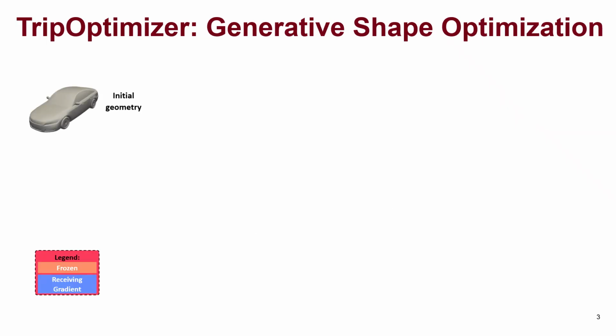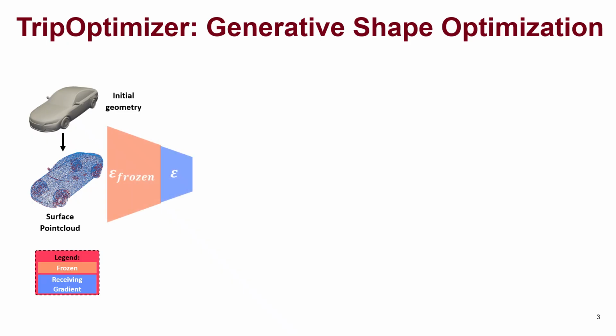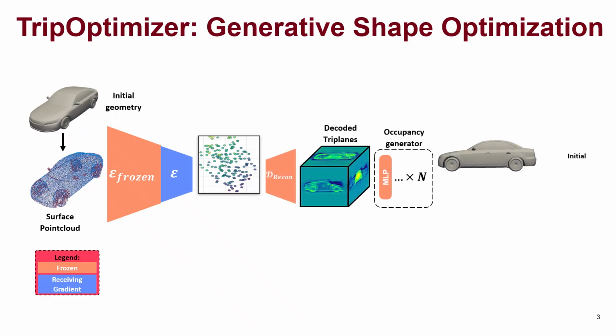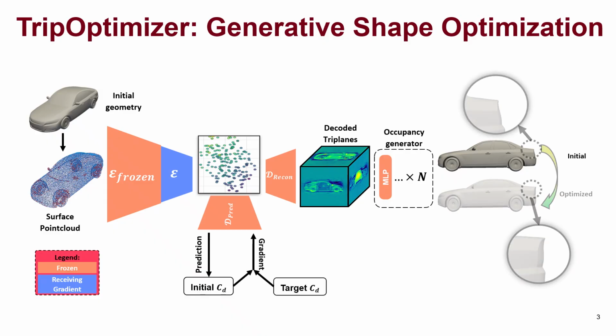Given an input mesh, we sample point clouds on the car surface. This is given to an encoder that maps this high-dimensional input to a low-dimensional latent space. TripOptimizer uses two additional heads: a decoder that reconstructs geometry via semi-continuous occupancy fields, and a predictor that estimates the drag coefficient CD. For a given targeted drag, the gradients are backpropagated and the encoder layers are fine-tuned to obtain an optimized latent vector that is decoded later to the final new geometry.